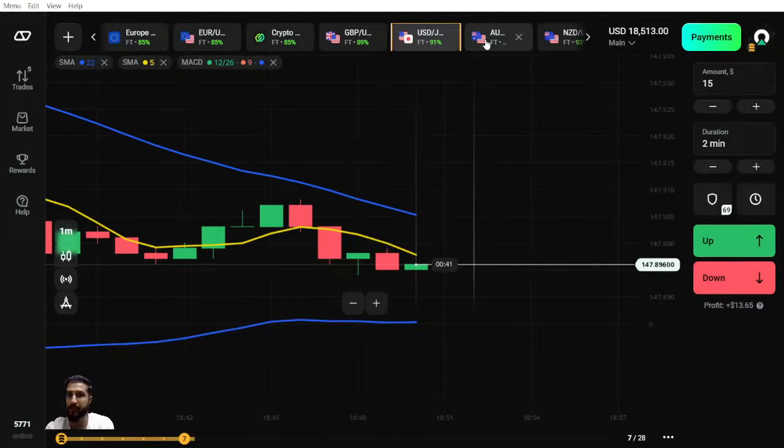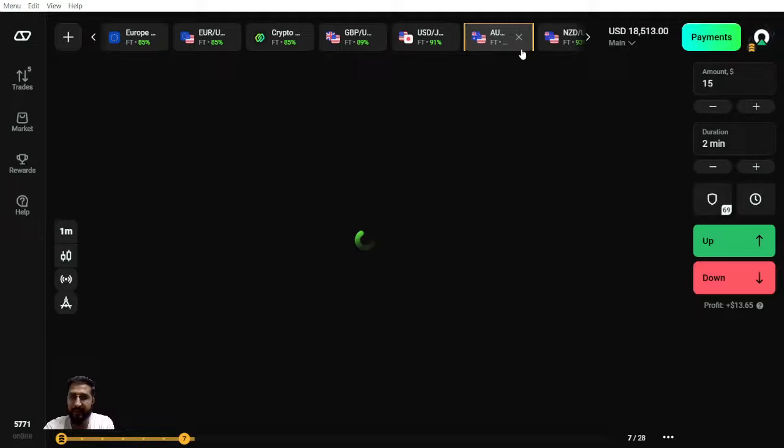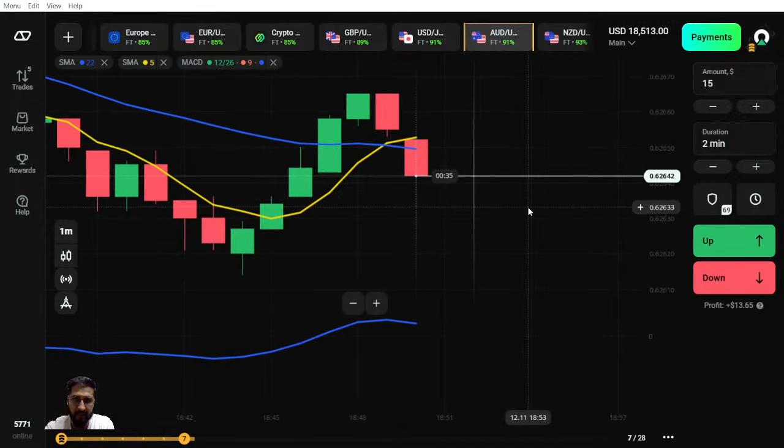So we have opened one position for $15, 2 minutes. So a 2 candle trade is going to be there. Let's see if we will be getting more opportunities.